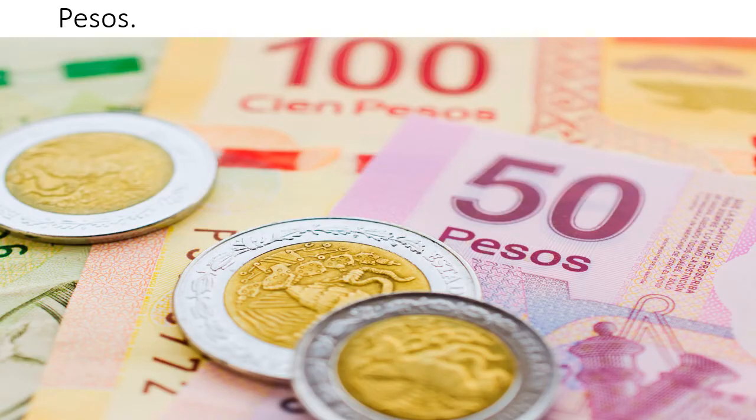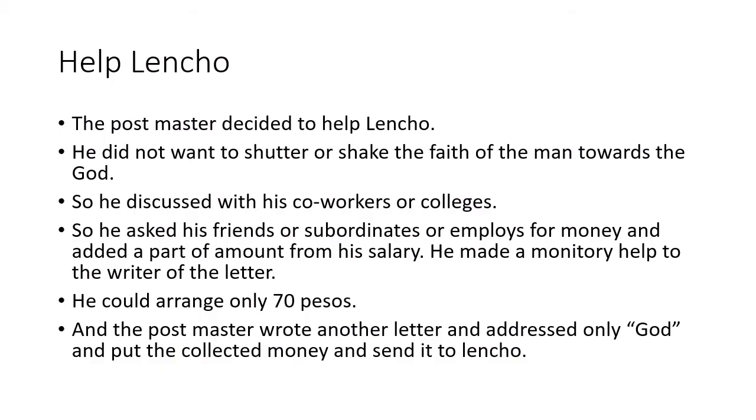Now we can see the picture of pesos. Now the postmaster decided to help Lencho, the farmer. He did not want to shatter or shake the faith of the man towards God. So he discussed with his co-workers or colleagues, and he asked his friends, subordinates or employees for money and added a part of the amount from his salary. He made a monetary help to the writer of the letter, but he could arrange only 70 pesos.